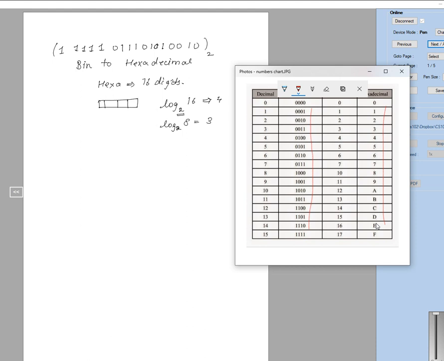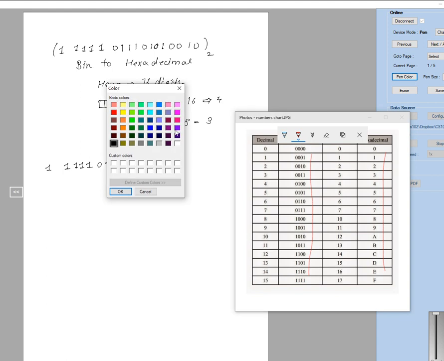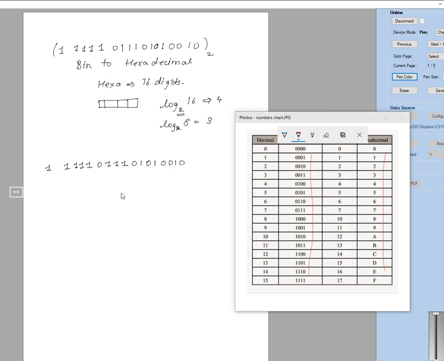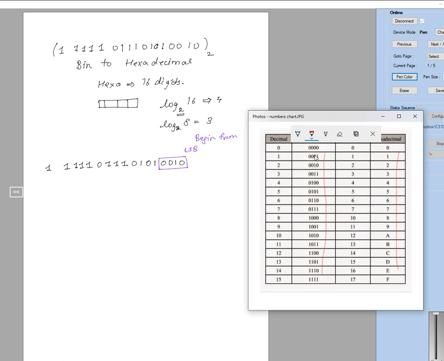So now you see we have a very huge number up here. Again, I'm writing this: 1, 1, 1, 1, 0, 1, 1, 1, 0, 1, 0, 1, 0, 1, 0, 1, 0, 0, 1, 0. Now, since for our case of hexadecimal we require 4 bits, instead of 3 like in the case of octal, we will group this into groups of 4. So we begin from the LSB, the least significant, the last digit. Fine. So this is the first group.